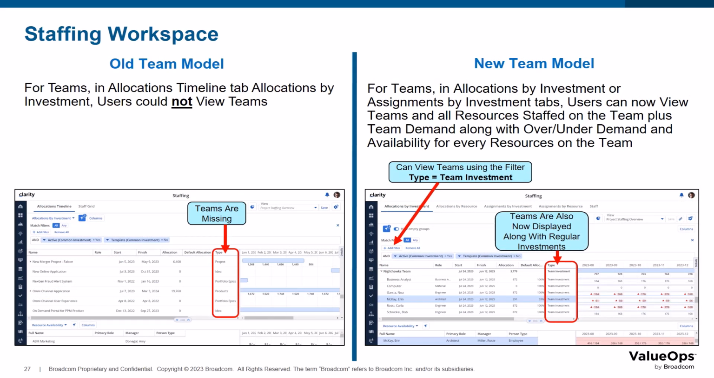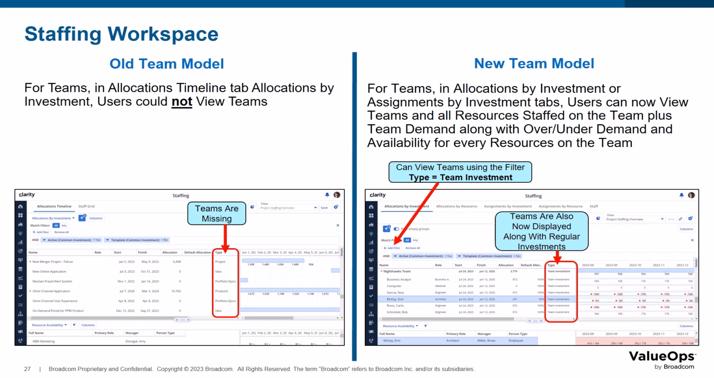As we continue to view the allocations timeline in the Staffing Workspace, instead of looking at this data by resource, we're going to look at it by allocations by investments. Under the old model, you're not going to see any teams in this view because teams were not investments. But in the new model, under the Allocations by Investment tab, you'll actually see teams. And you can view the team investments by adding a filter for type equals team investment.